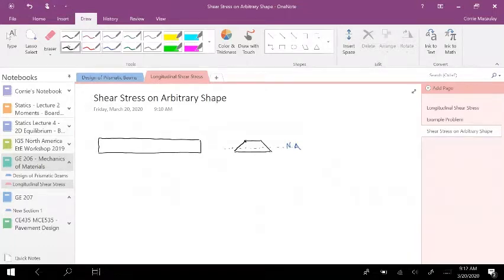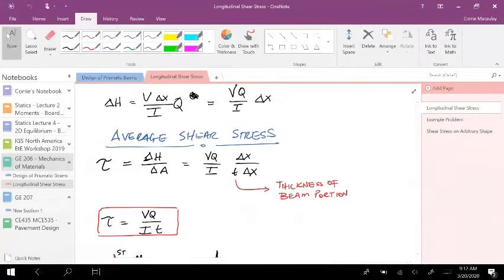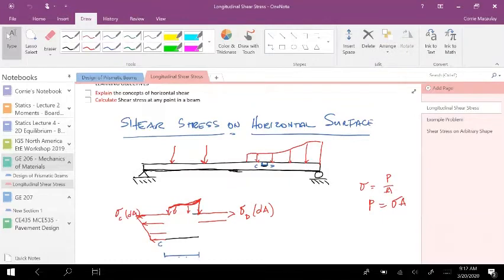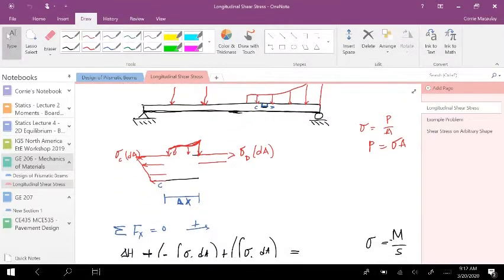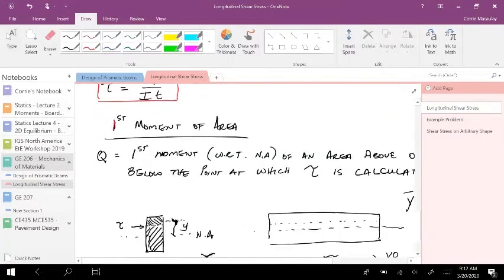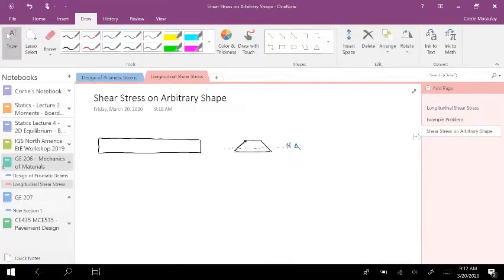And we talked about the shear force delta H. Let's go back and see if I have it here. And of course, for some reason it's gone. But we talked about delta H, that force at the bottom, that shear force at the bottom, the longitudinal shear force. So that delta H, that force, is going to be equal to VQ over I delta X. That's what we determined in the last class.